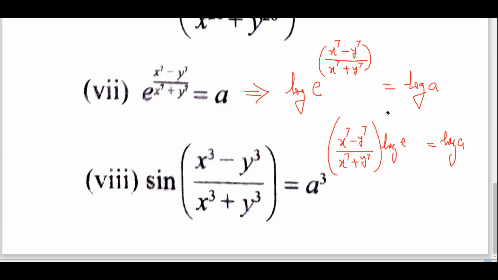So in the next step, what will happen? You will not have this. Log e is 1, so it's gone. Now what do you have? What do you see here, students? You see the similar thing: one constant on the right, and here you have (x^7 - y^7)/(x^7 + y^7). See, you have the similar thing once again.